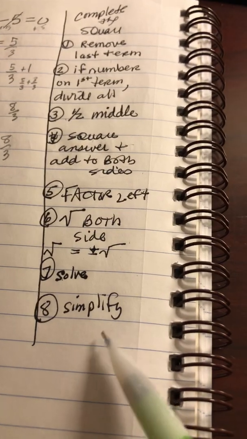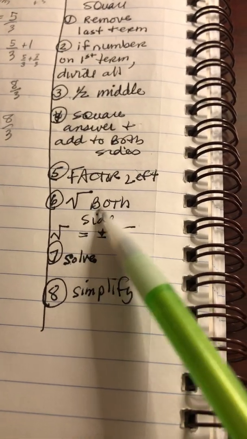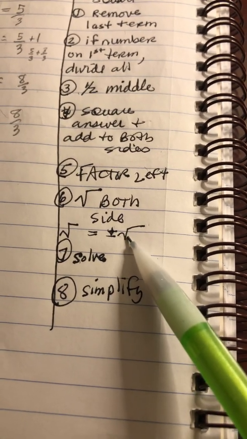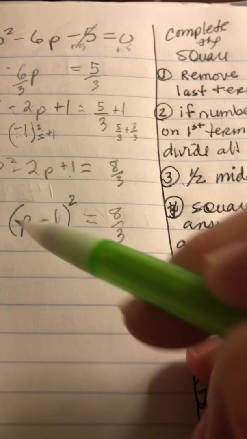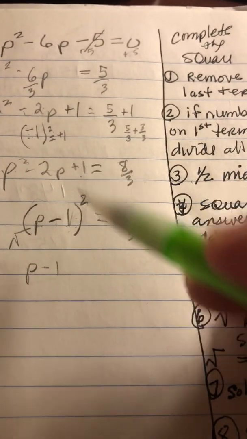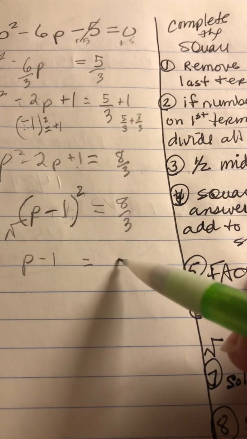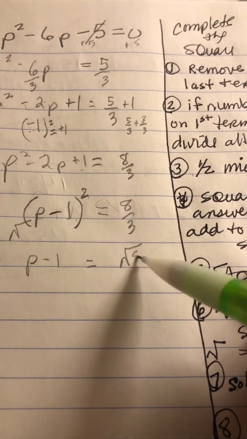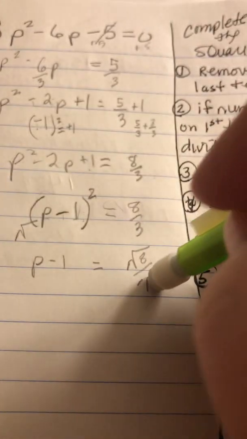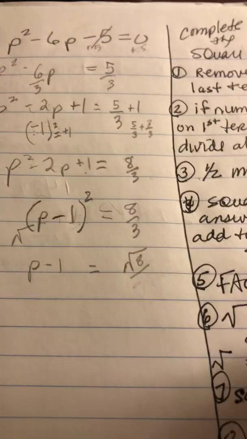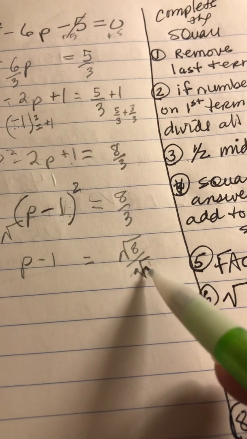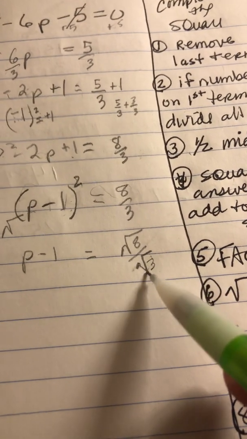All right, so we factored the left side. Now we're going to square root both sides of the equation, making sure that the one on the right says plus or minus. So when you square root this side, it just is whatever's inside, p minus 1. When you do the square root of 8 over the square root of 3, oops, sorry. That one we're going to have to work on a little bit because you can't leave this radical in the bottom.